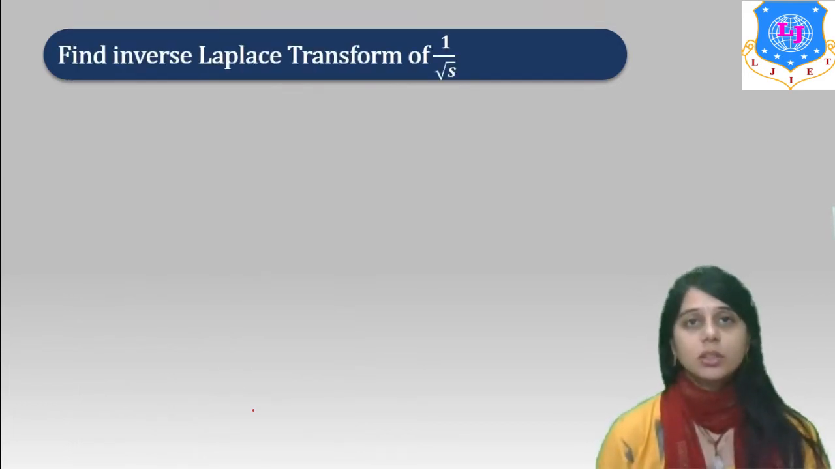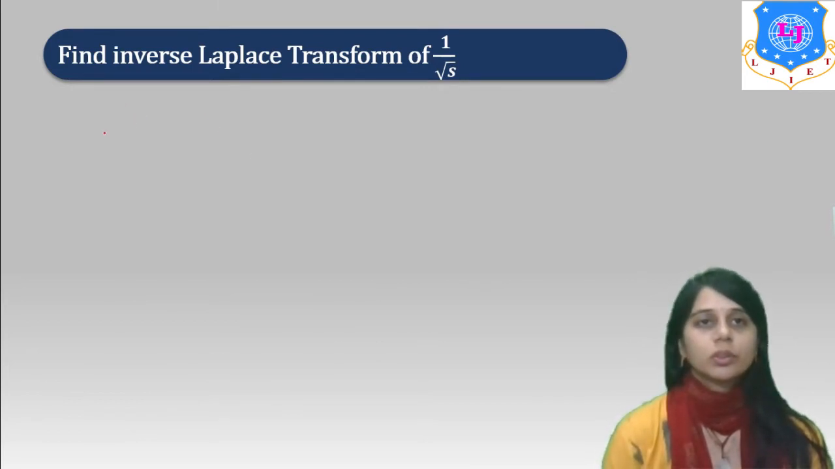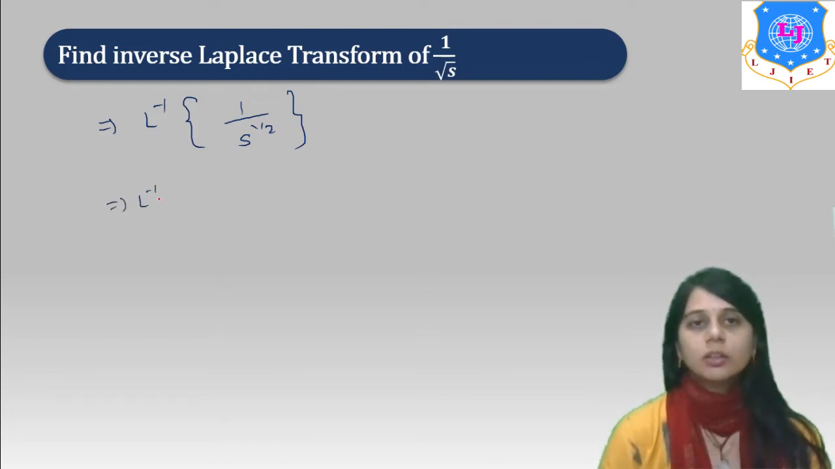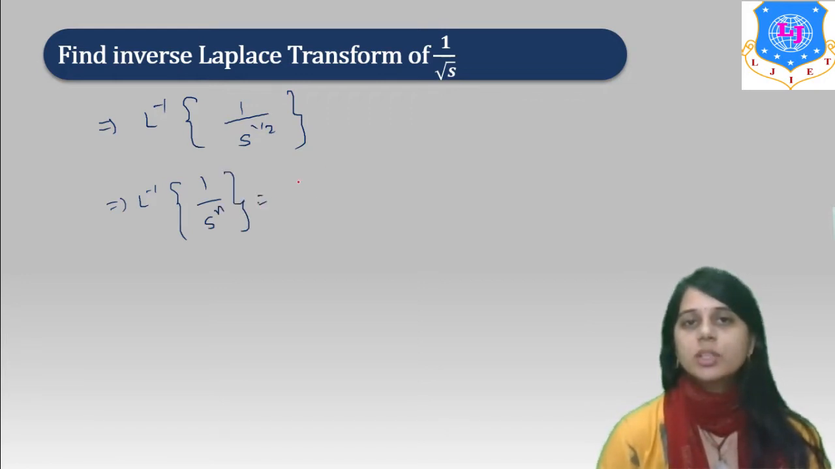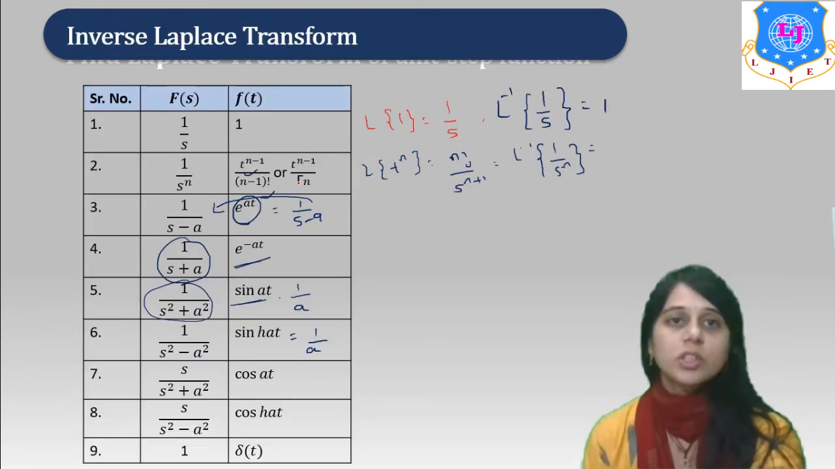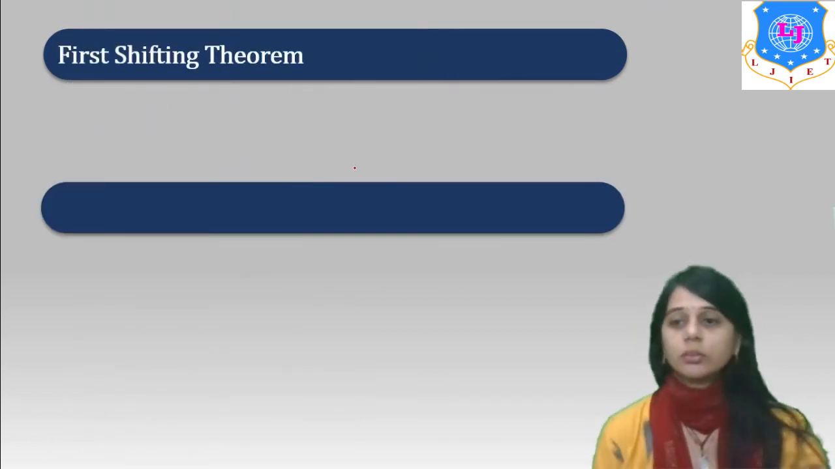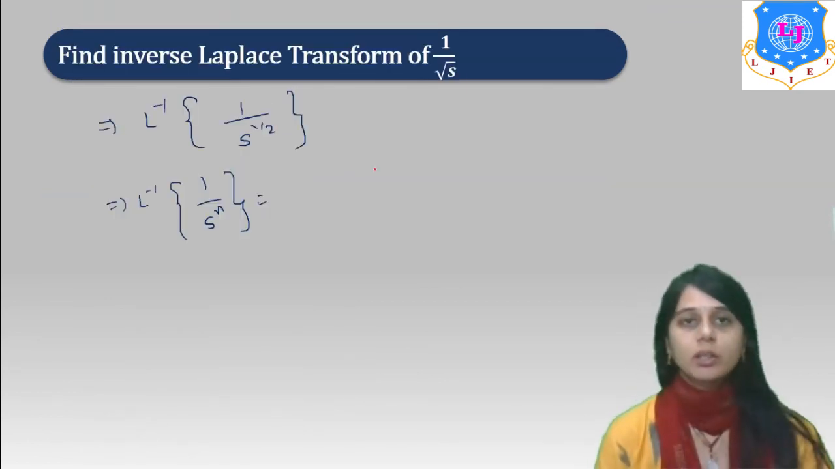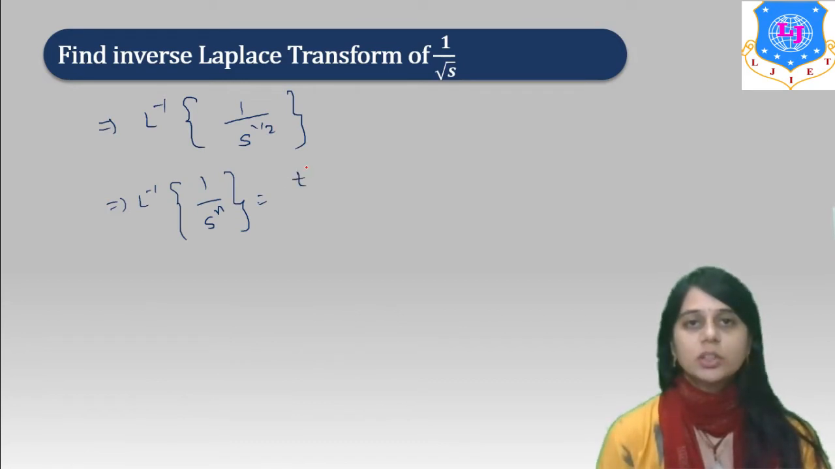Okay. So, find the Laplace inverse of 1 upon under root s. Now, Laplace inverse of 1 upon s raised to 1 by 2. So, what is the formula? It looks like 1 upon s raised to n. We have two types of formula. One is factorial formation and second one is gamma formation. We are using here gamma formation due to the fractional part. So, this is t raised to n minus 1 upon gamma n.